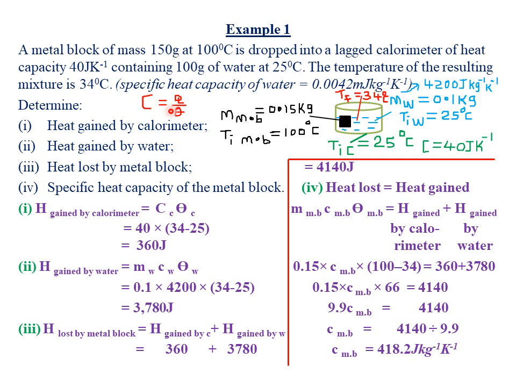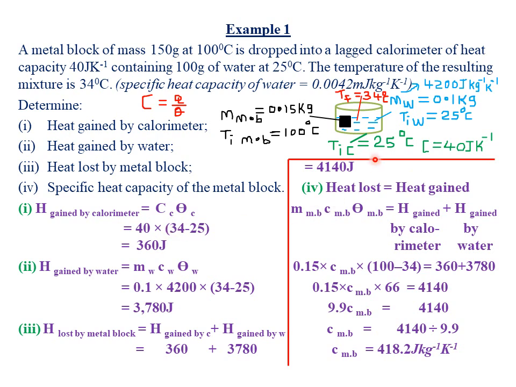So we ignore the aspect of the mass of the calorimeter. Therefore, the heat gained by the calorimeter will be given by C theta, or the heat capacity of the calorimeter multiplied by the change in temperature of the calorimeter. So the heat capacity of the calorimeter we are given as 40 joules per Kelvin. So that is 40 multiplied by the change in temperature for the calorimeter.